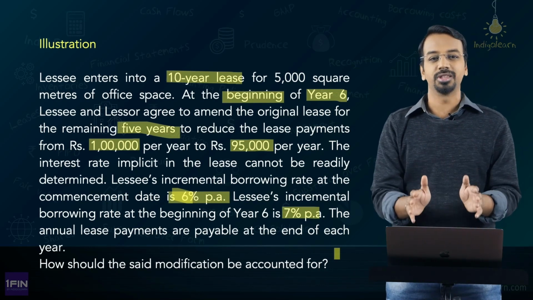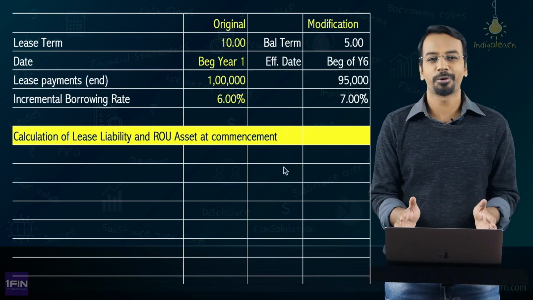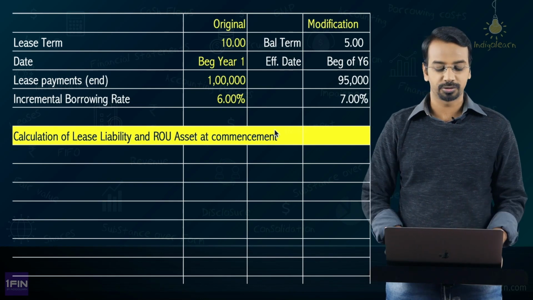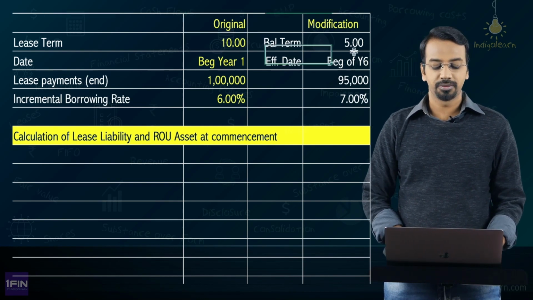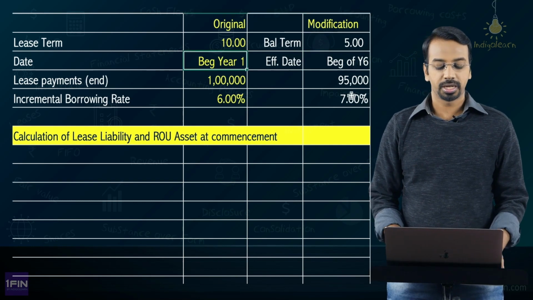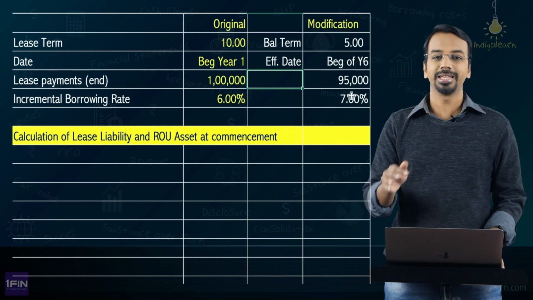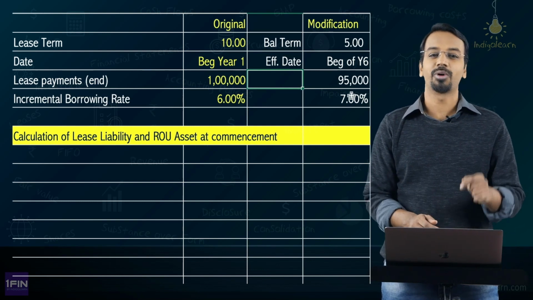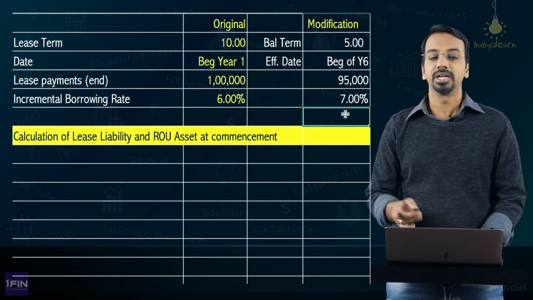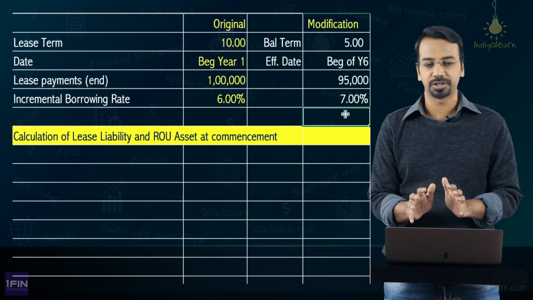Once you are clear with this, it becomes easy for us to solve the problem. So this is a pretty simple question based on remeasurement of lease liability on account of lease modification, right? So the original term is 10, the balance term after modification is 5 years. Effective date is the beginning of year 6. What has happened? Lease payments have been reduced from 1 lakh to 95,000. That is the only change, and whenever there is a change, we have to take the revised discount rate of 7%, a simple calculation of a lease modification, right?